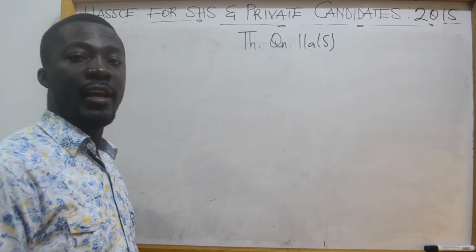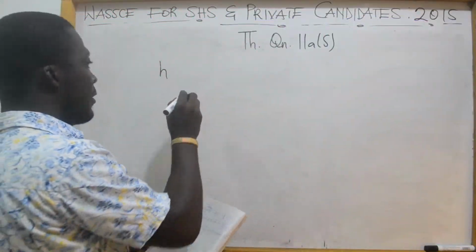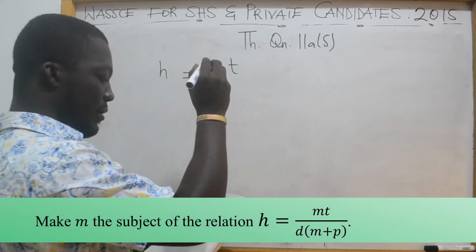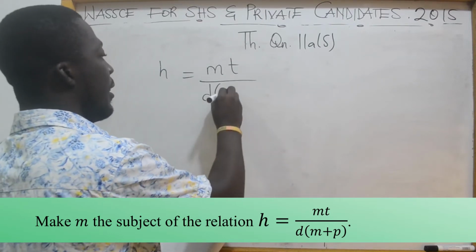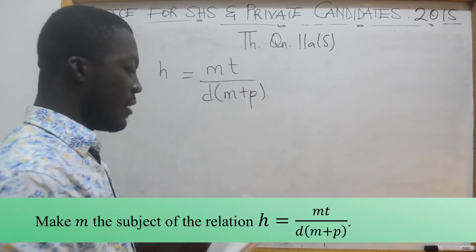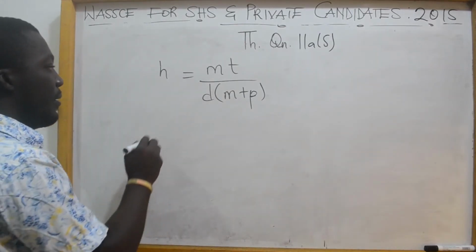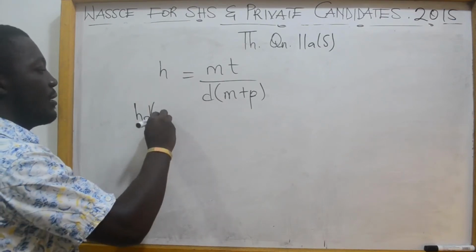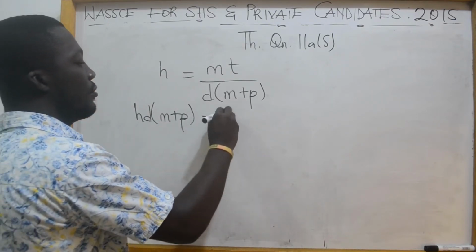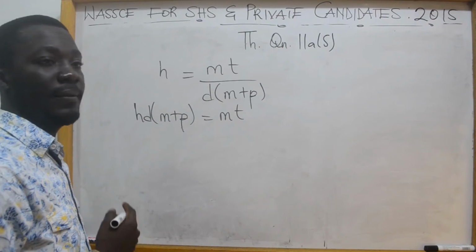Theory question 11A for SHS candidates. We are to make M the subject of the relation H is equal to MT divided by D into bracket M plus P. We are to make M the subject. So first of all, we do cross multiplication, and it will give us HD into bracket M plus P is equal to MT. The next thing we are going to do is to expand the bracket.